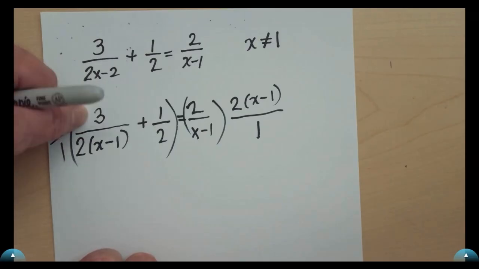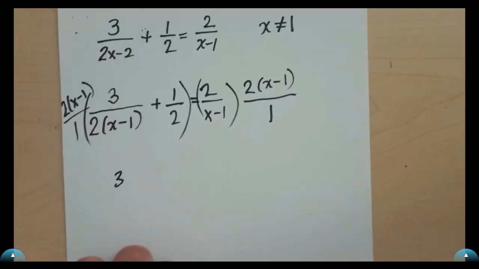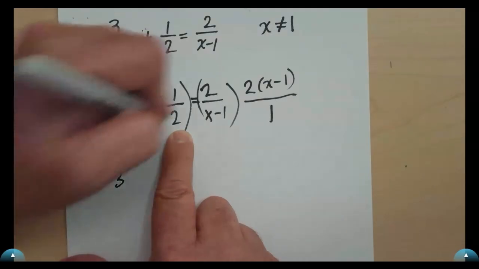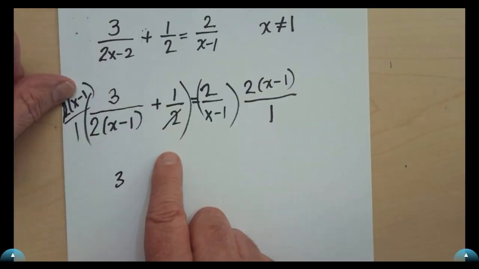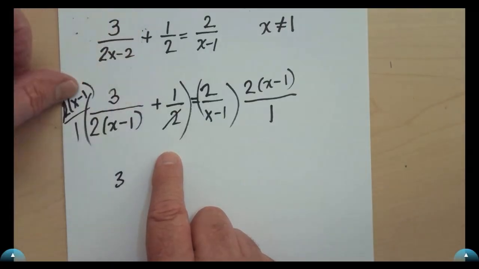I'm just going to be left with 1 times 3, which is 3. Everybody good there? But then when I multiply all of this times this next term, the 1/2 term, the 2's cancel, but the x minus 1 doesn't. Y'all see? So I've got x minus 1 times 1, or 1 times x minus 1.